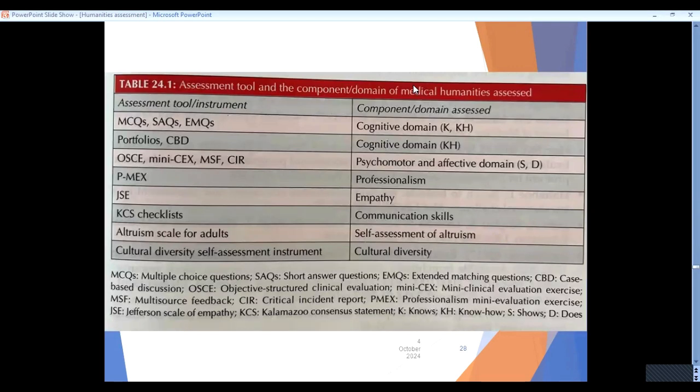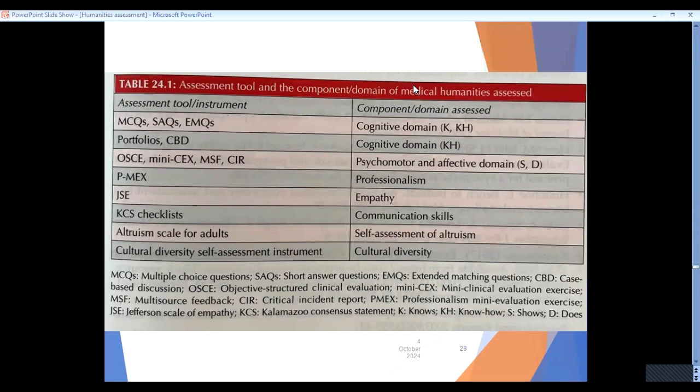Now this shows the assessment tools according to the domains. So already we have done the cognitive domain: MCQ, SAQ, MEQ, etc. So we have already done it. Now the next one is for the psychomotor and affective domain: OSCE, mini clinical examination, multi-source feedback, clinical incident report.